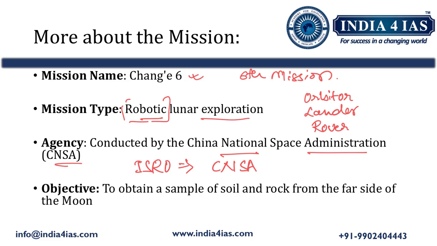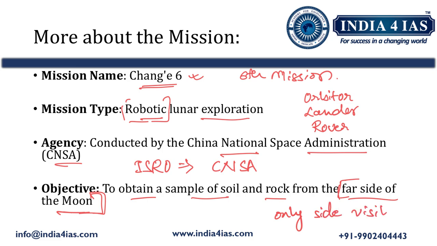Then coming to the objective of the Chang'e 6 mission. Its main objective is to obtain samples of soil and rock from the far side of the moon. It is not from just anywhere, it is from the far side of the moon. For us, only one side of the moon is visible on the earth. The other side, the far side, is not visible.